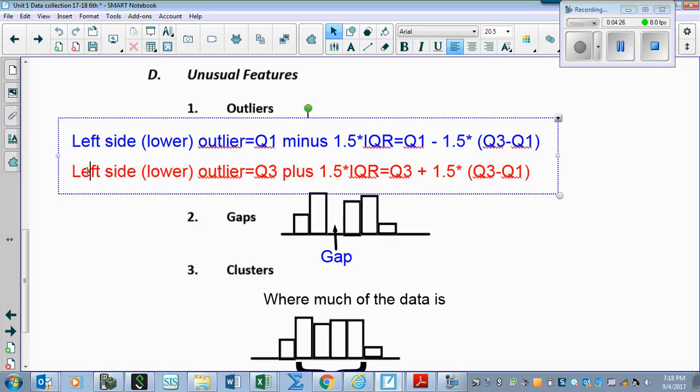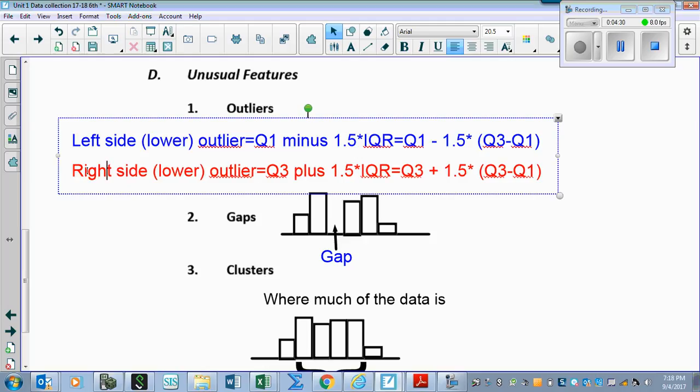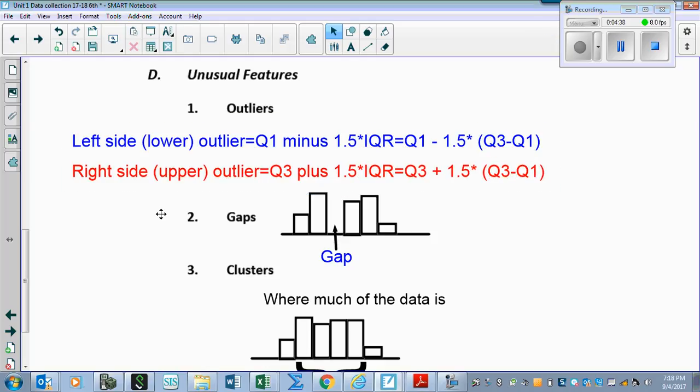And I'm sorry, I need to change this. And a right side or upper outlier is Q3 plus 1.5 IQR, which is Q3 plus 1.5 times (Q3 minus Q1).